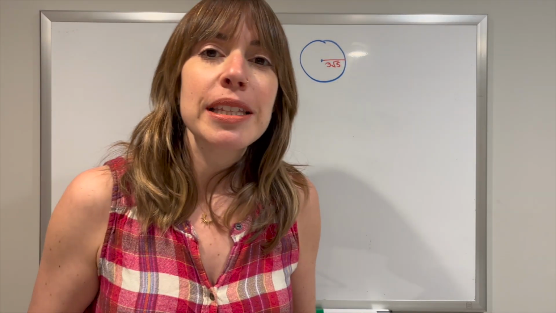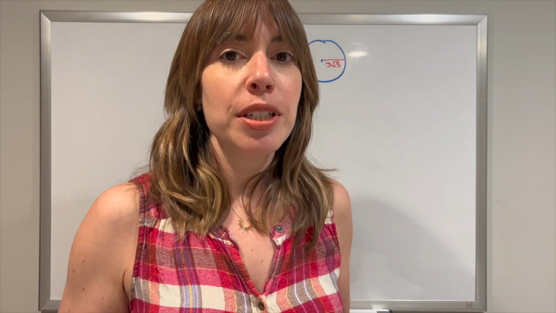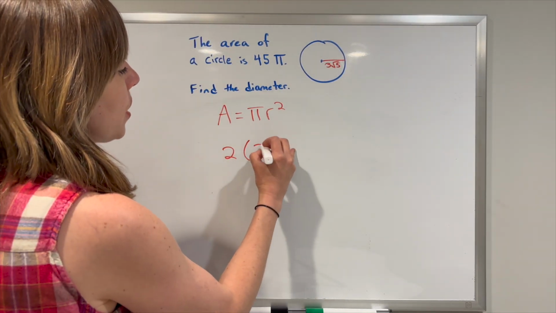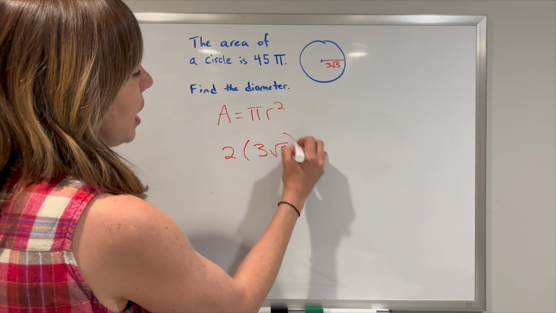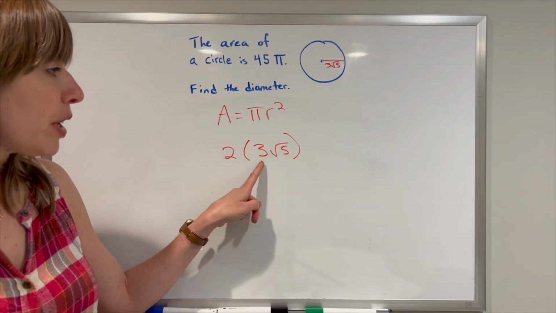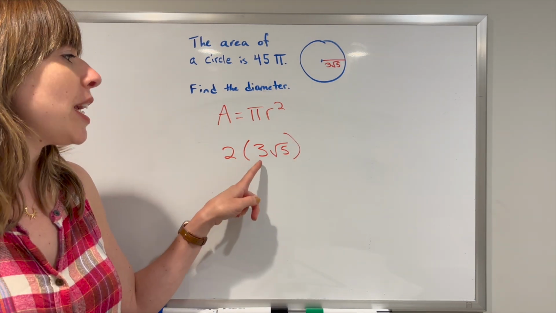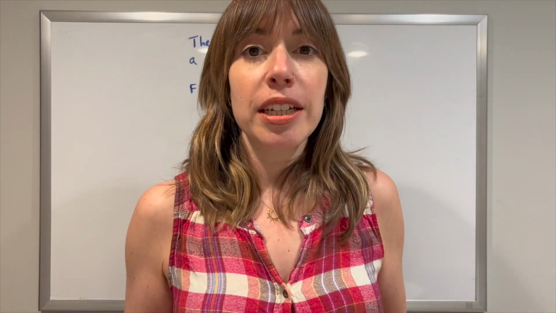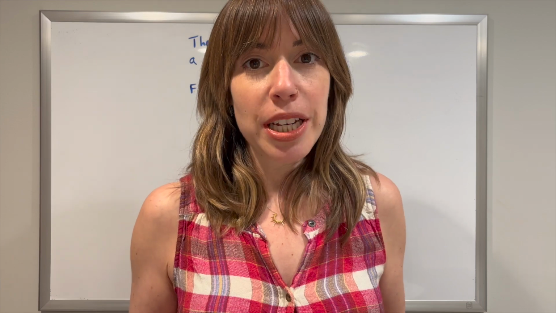But what often happens is that the very last step, doubling 3 radical 5, trips kids up. They'll ask, all right, 2 times 3 radical 5. Do I double the 3, or do I double the 3 and double the radical 5? And this is where a real understanding of the associative and distributive properties will help.